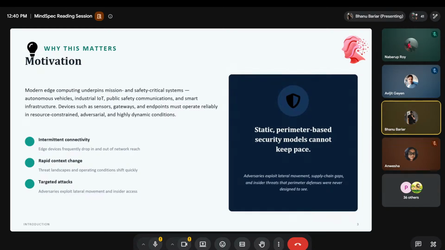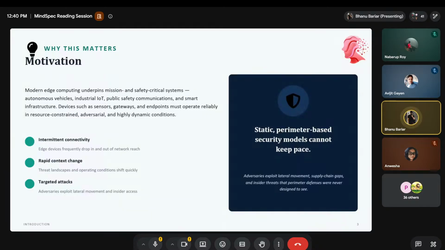Therefore, the authors propose that trust should be dynamic rather than static. Instead of assigning a fixed value, devices should be continuously evaluated based on their latest behavior and security status. This is the key motivation behind this proposed dynamic trust scoring framework.